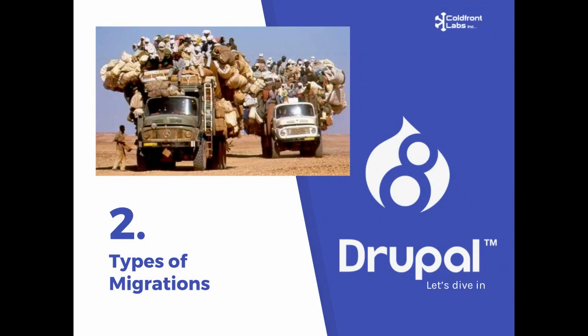Okay, then there's of course the types of migration. There's a lot of different ways to get to your destination. You need to have some sort of plan, some sort of way of doing it, right? I mean, you can load everything up into a truck and hopefully get there. Maybe it'll stand the weight of all your cargo.